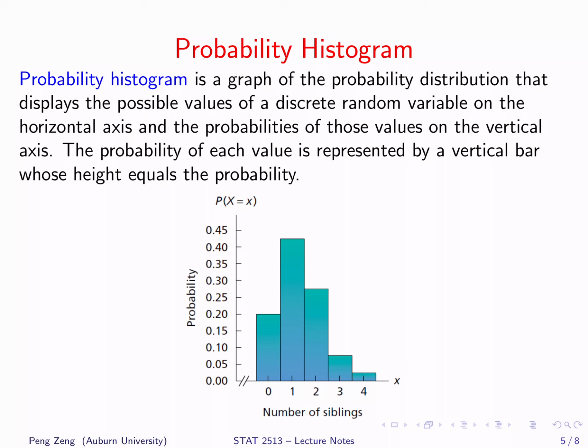We may use a histogram to display the probability distribution. In this case, the histogram is called a probability histogram. It is essentially the relative frequency histogram we discussed before. Each bar in the histogram indicates one possible value of the random variable. The height of the bar is proportional to the probability. The bottom figure is the probability histogram of the number of siblings of a randomly selected student. From this histogram, we can see that there are 5 possible values. The value 1 has the largest probability, and the value 4 has the smallest probability.